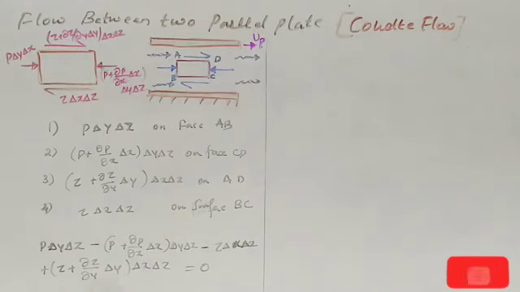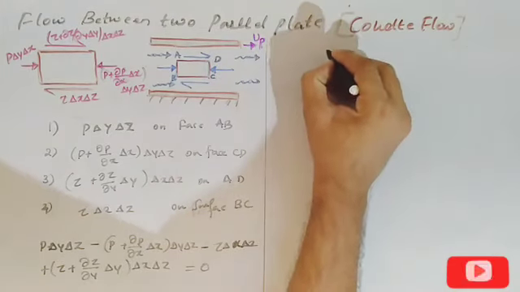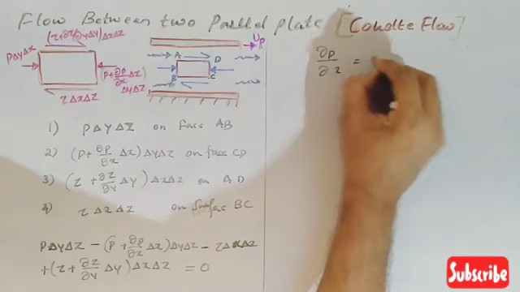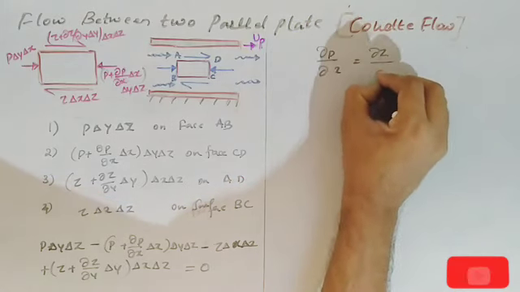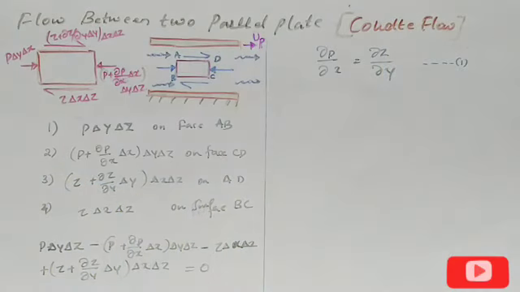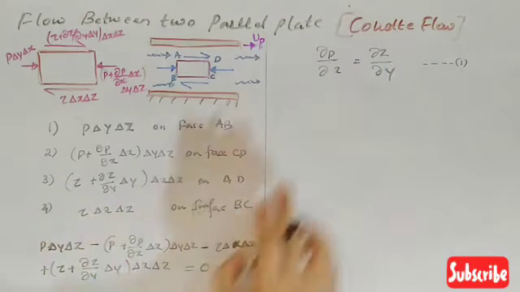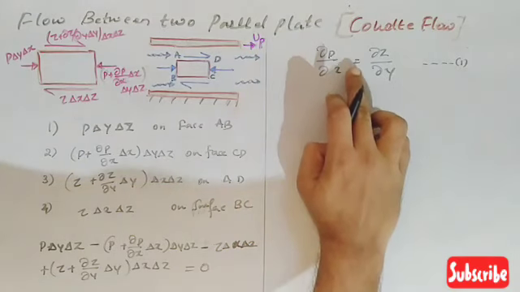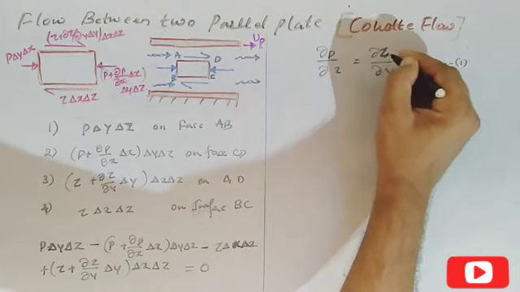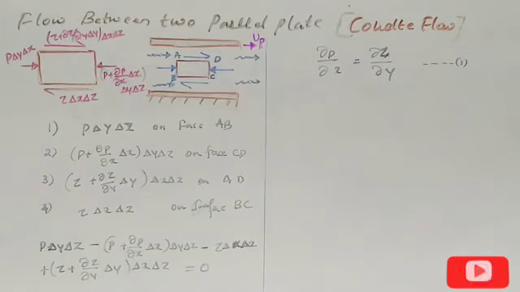Now if I simplify this complete equation, I will get an equation that is dou p by dou x equals dou tau by dou y. Okay, this is equation 1.